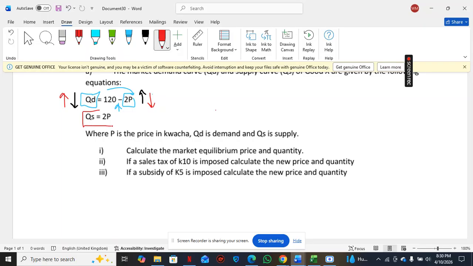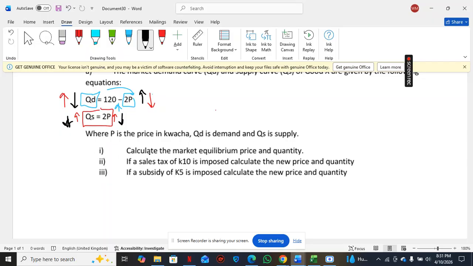Then here we have the supply function, which is showing the law of supply. Usually there is a plus sign, but this one is just 2P. So what it means is if price increases, quantity supplied is also going to increase. Positive relationship. If price drops, quantity supplied is going to drop. So this is how you interpret these functions. They've told us where P is the price in kwacha, QD is the demand, and QS is the supply.